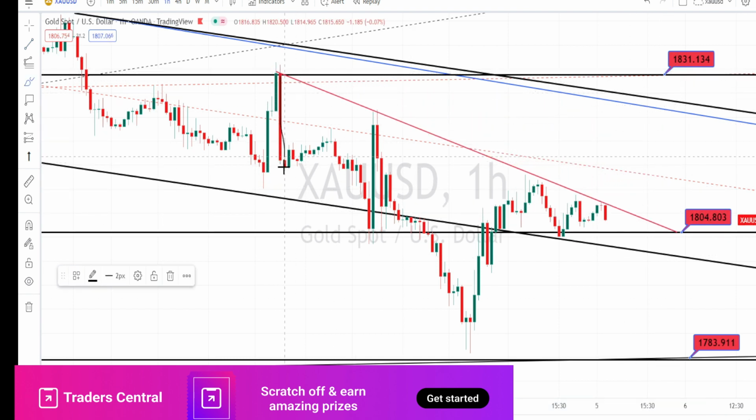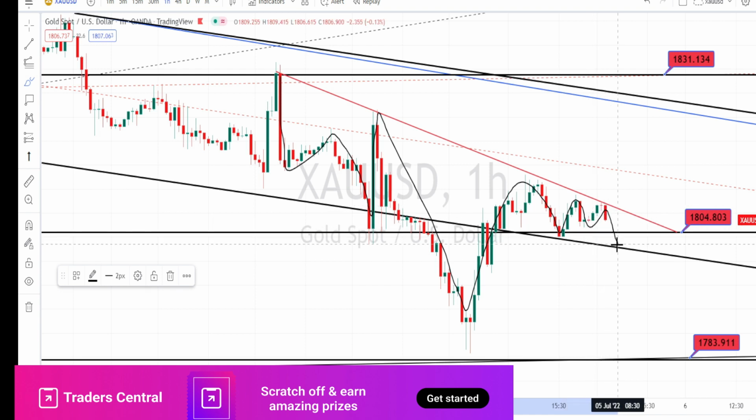Based on this resistance line, we are noticing the price action trading below it, which means that the current price action is in a bearish trend. Again, we have the support line or trend line from the 4 hours time frame bearish channel pattern.